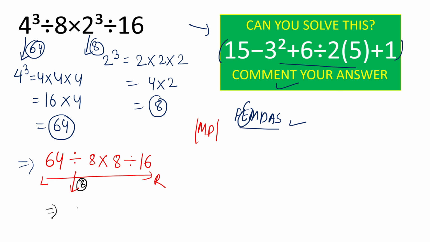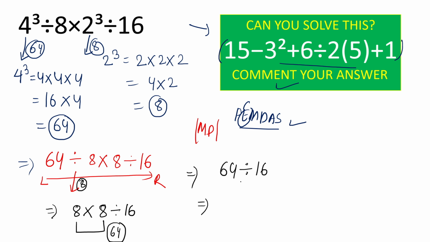So we can simply write 8 times 8 divided by 16. Now in the next step we have to multiply 8 times 8, which gives the result 64. So we will write 64 divided by 16, and 64 divided by 16 will result in 4. So here the right answer is 4.